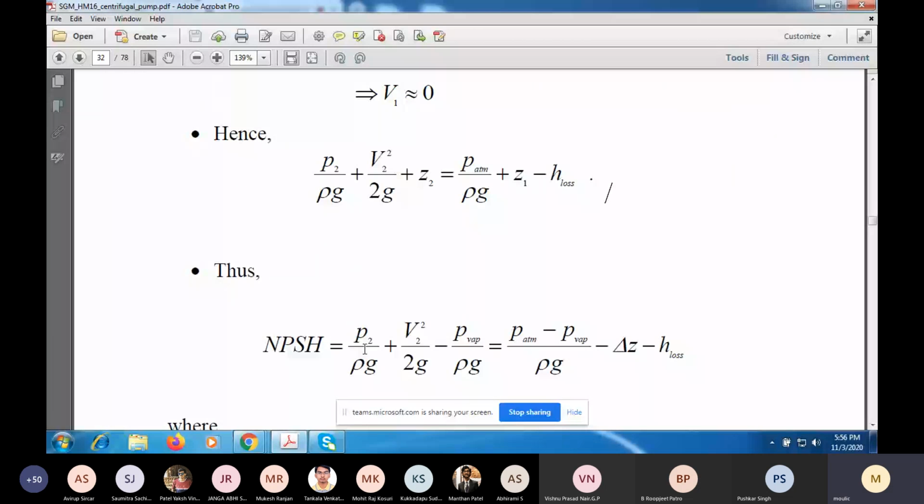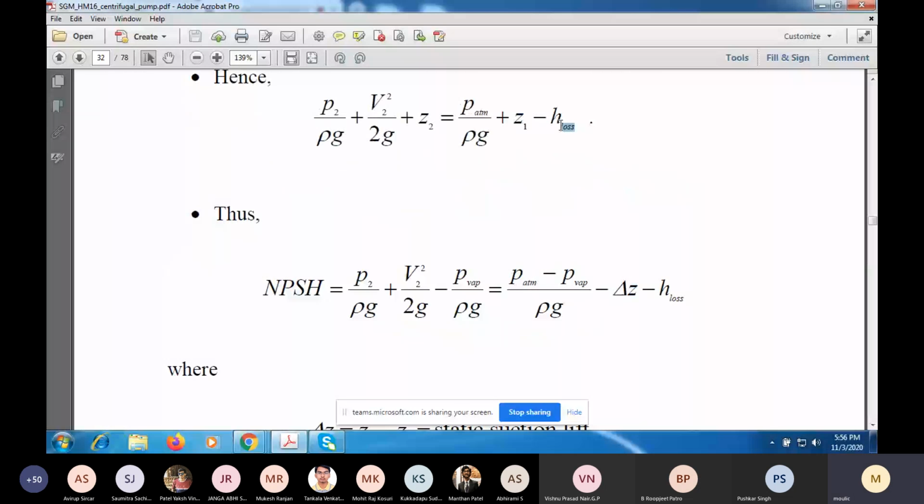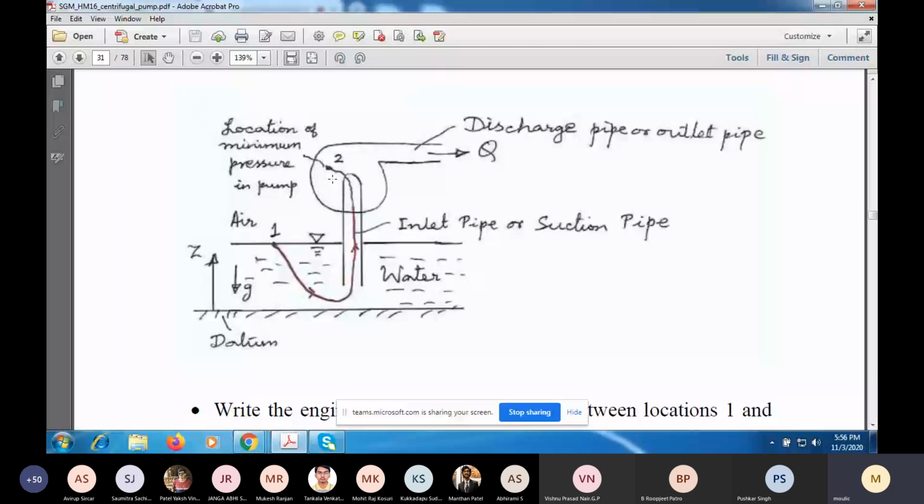Now NPSH is defined as the sum of these two terms, P2 by rho g plus V2 square by 2g, minus the vapor pressure head. So I can use this expression and write it as P atmosphere, looking at this term, minus this vapor pressure by rho g, and then I can write plus Z1 minus Z2, which I am calling minus delta Z, minus the head loss. So this delta Z is the difference in elevation between the point of minimum pressure here and 1. So in this case, delta Z is positive.